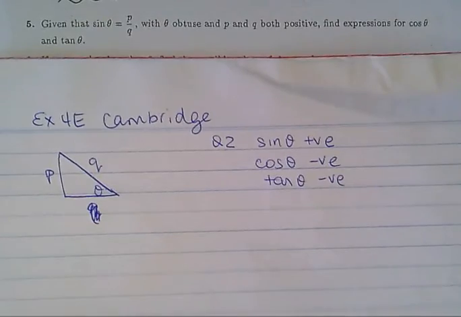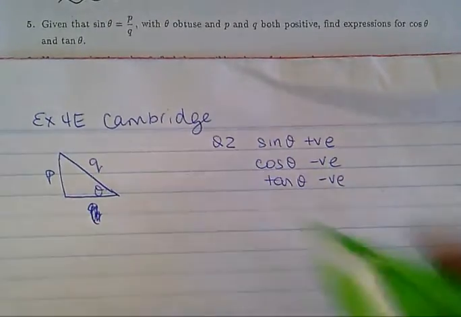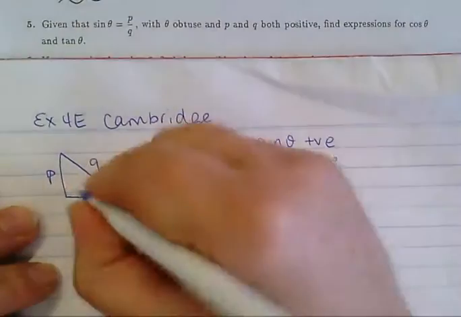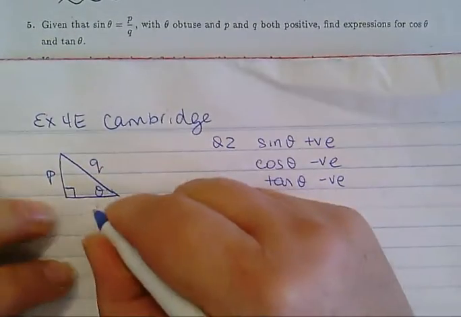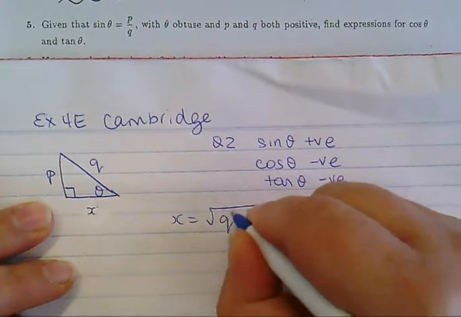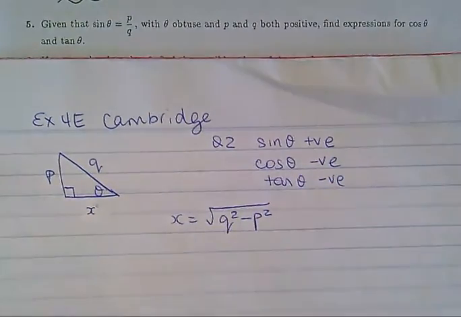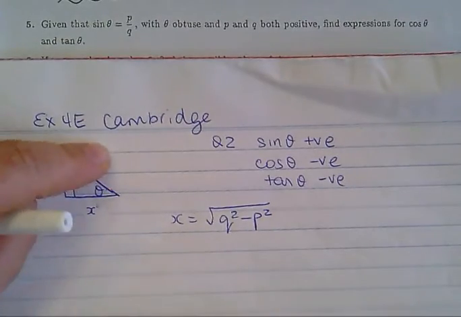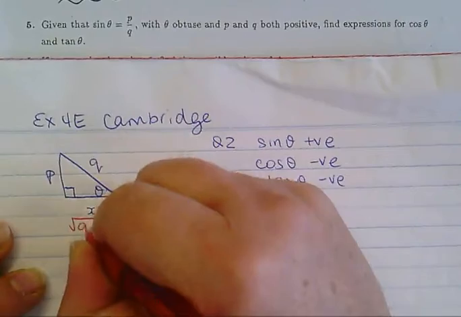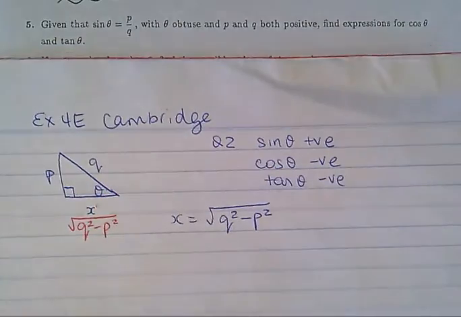Okay. Two sides, right angle triangle, Pythagoras' theorem. Of course, put the right angle in there. So therefore, the shorter side, I'll just call it x, is the square root of q squared minus p squared, isn't it? Longer side minus shorter side. So this is the square root of q squared minus p squared.